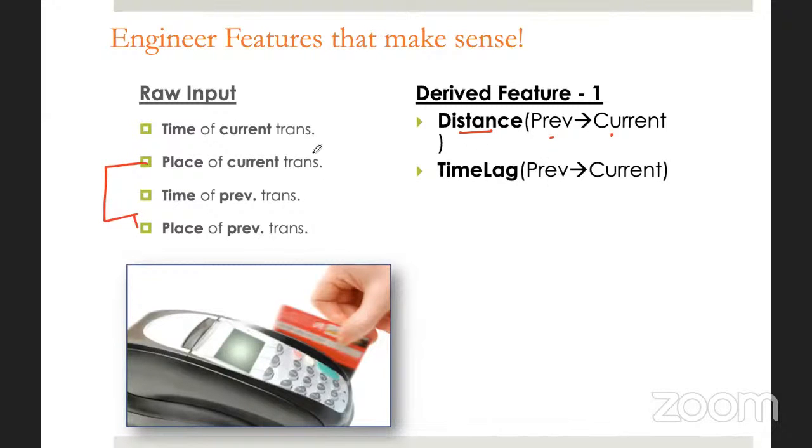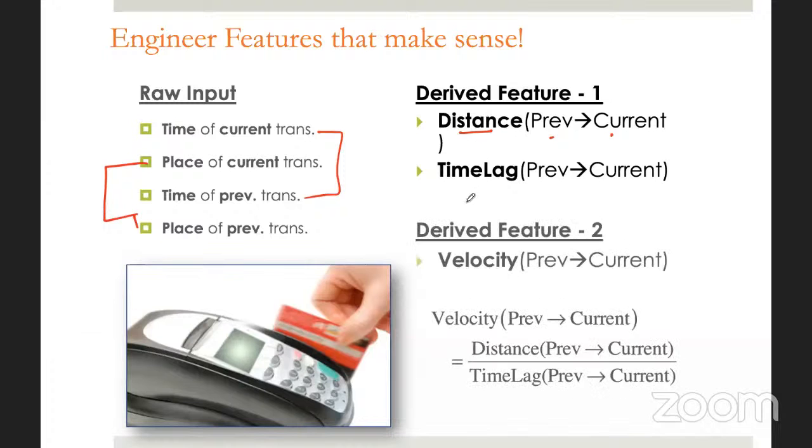Then the time lag. What is the time difference between these two transactions? So this is derived feature one. Then we are going to use these derived features in derived feature two. That is velocity, the velocity of this transaction. That means how fast one can travel, or what is the velocity between these two transactions? How do you compute the velocity? This distance by time lag gives me the velocity from the previous transaction to the current transaction.